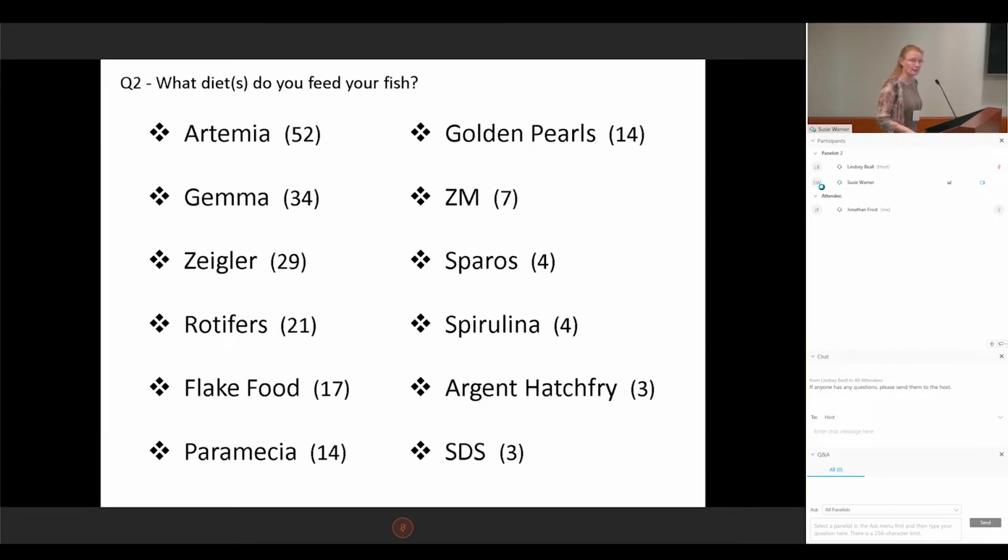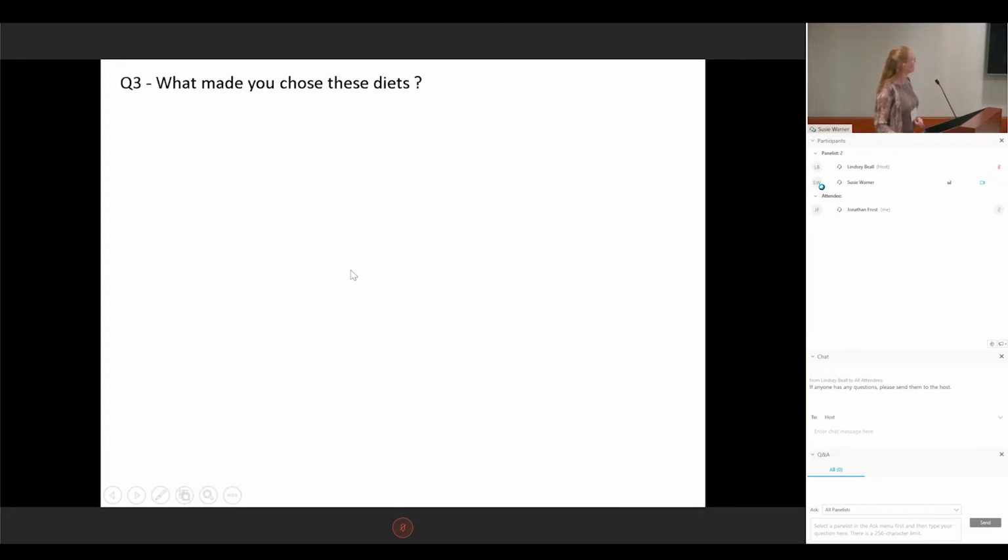I would have thought they were a bit large for zebrafish, but there was one lab that reported that. And then a number of self-made diets, which I presume was some conglomeration of the previously stated ones. Our next question was, why did you choose the diets that you chose? And the largest response was based on experience.